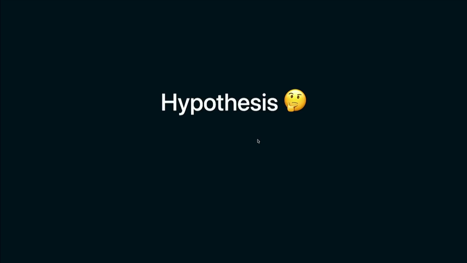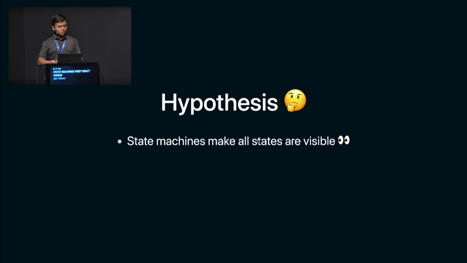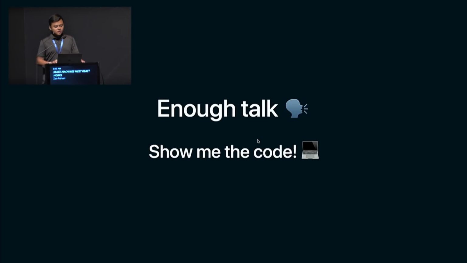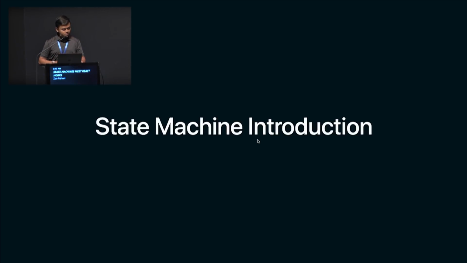So my hypothesis is by using state machines, we can make all states visible, which means if we have no invisible states, means no hidden bugs anymore, right? So let's hope it turns out that way. Enough talk. So I told you that there will be a lot of code. We are starting to jump into the code. I will give you a brief state machine introduction through the XState API.